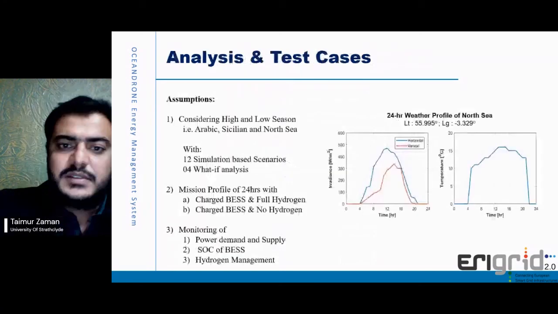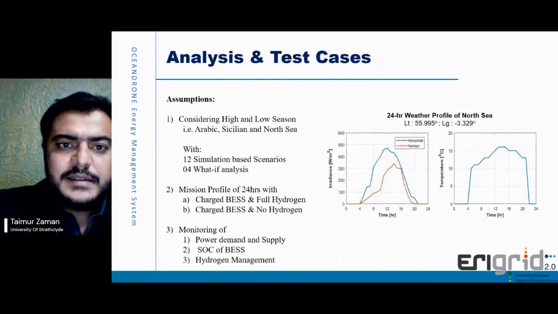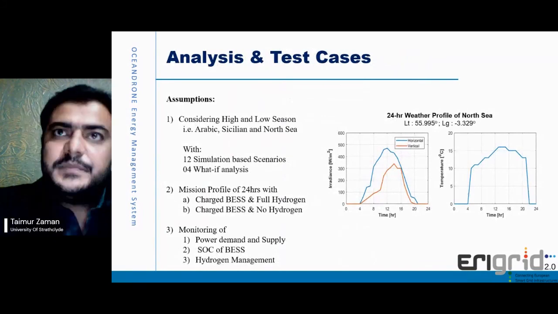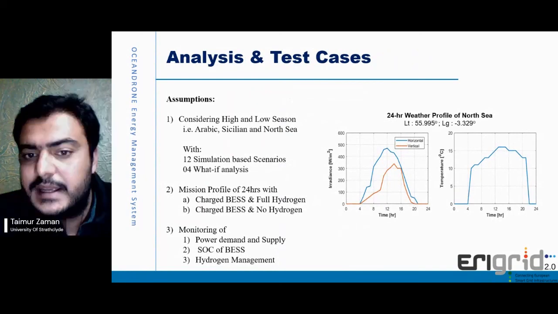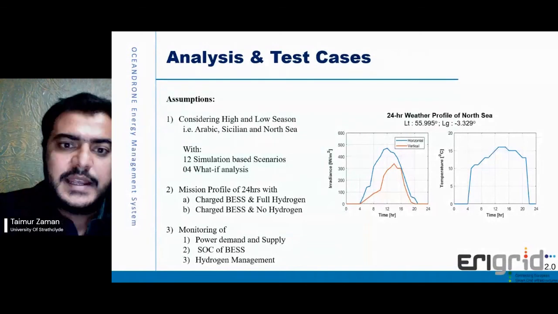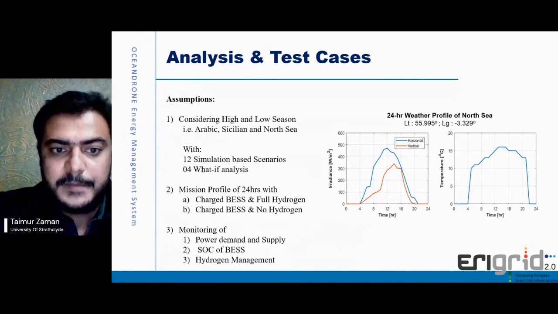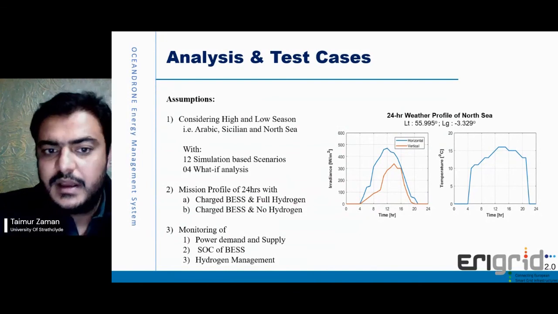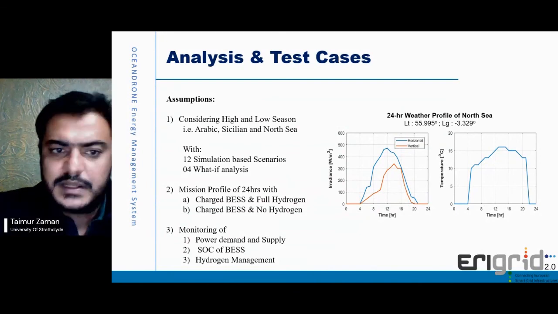Different tests were carried out based on real-time data, considering the latitudes of the origins. We took the irradiance and temperature graphs along with the overall data, and 12 simulation-based scenarios were conducted for 24 hours. The main conditions to check the redundancy of the system were to check the BSS with a full hydrogen tank and the charged BSS with no hydrogen tank.